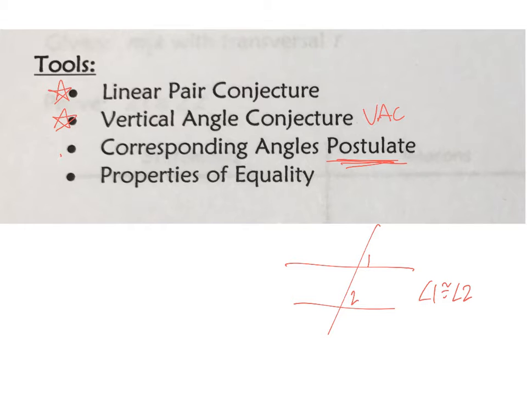And then finally, we have all these properties of equalities, which are more algebra based, so like the addition, subtraction, multiplication, division, distributive property, substitution, those sorts of things. Those are all our properties of equality. Okay, so those are the items we can use in order to prove each of the sets of angle pairs. All right, so let's look at the first one.